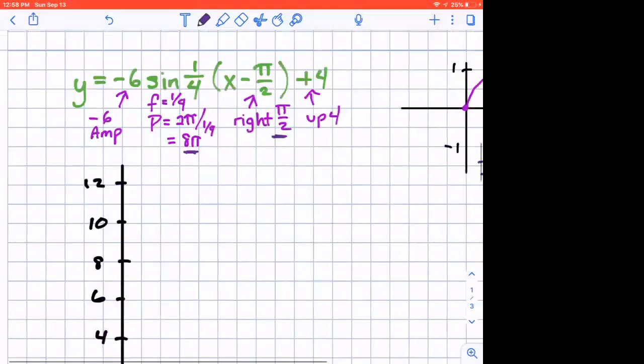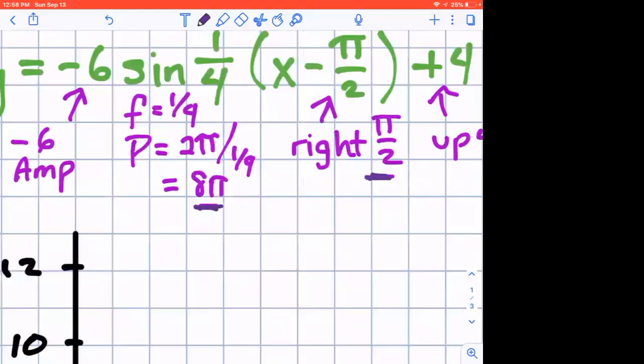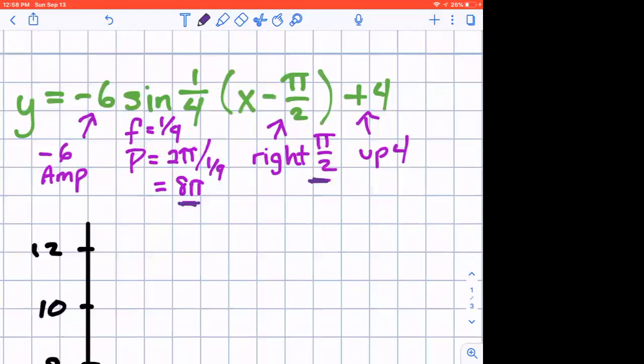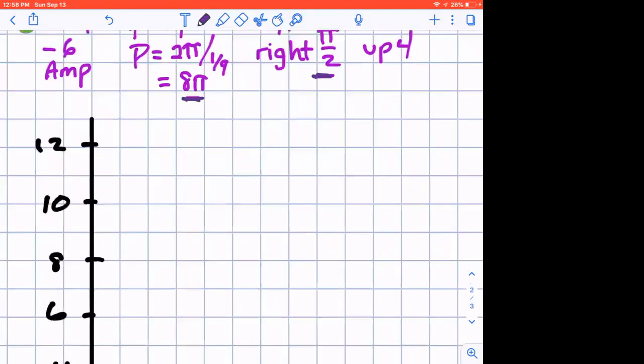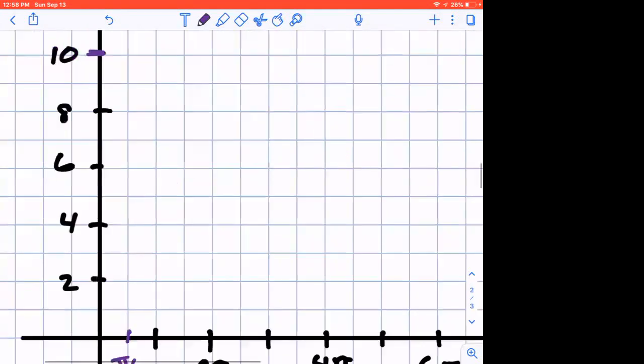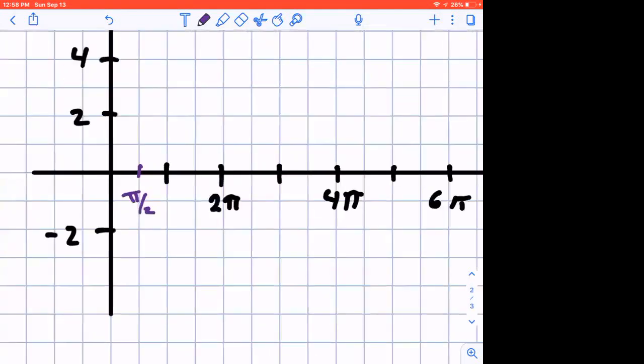I'm also looking at some things that are big. We have an amplitude of 6, and we're going up 4. So if we add 6 and 4, we have to go as high as 10. So here's my 10. And if we go down 6 and then up 4, an amplitude of 6 in the down direction and up 4, we wind up at -2.